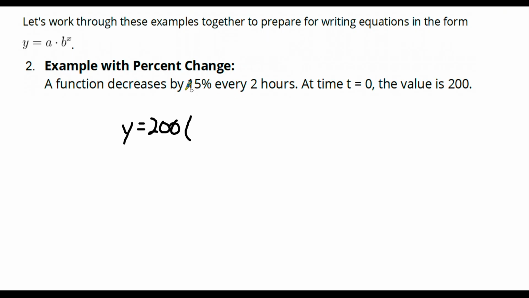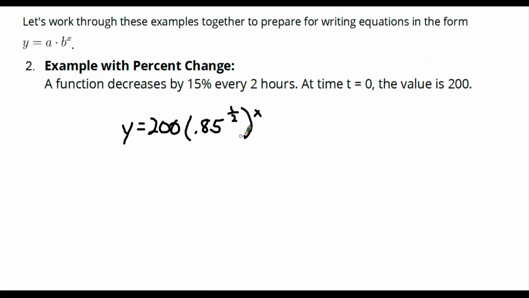Now here, if my function is decreasing by 15%, we've talked about this a lot. We want to think about how much is left. So if we're losing 15%, that means we would have 85% remaining. So my growth factor over an interval of 2 would be 0.85. Now, again, to change this to an interval of 1, I need to raise this to the 1 over whatever that jump in the x values is. So to the 1 over 2 power.